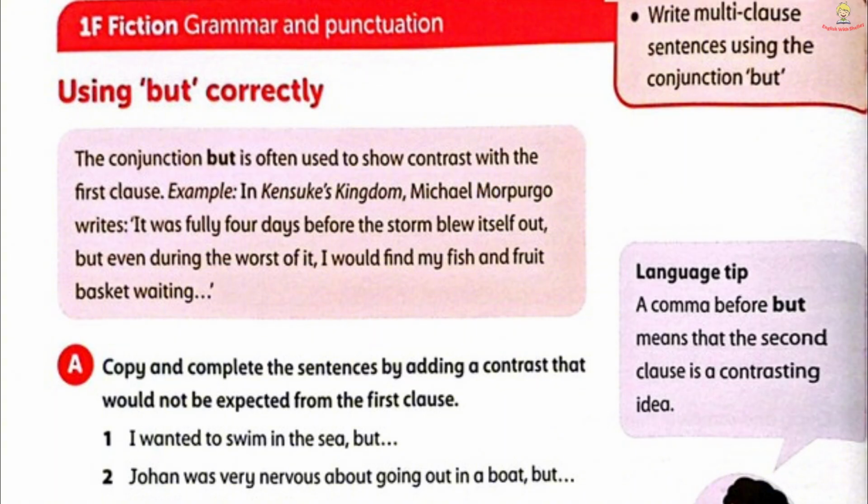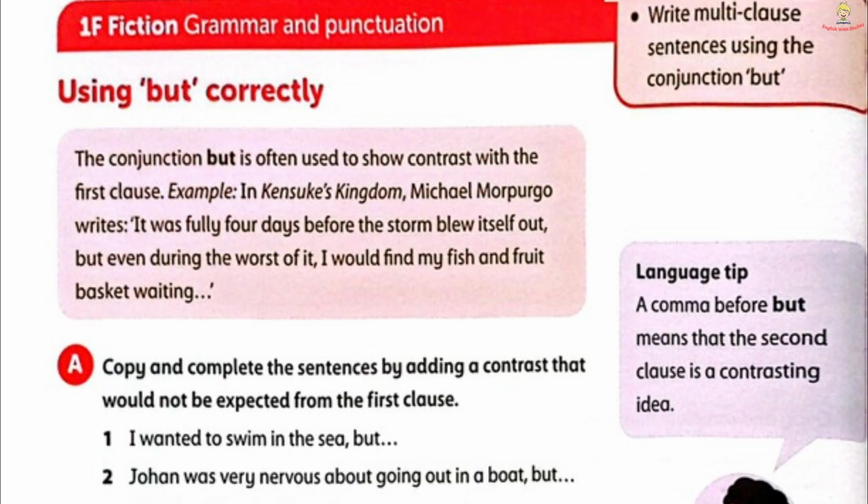Using but correctly. But is a conjunction. The conjunction but is often used to show contrast with the first clause. So we use but to join 2 words, sentences or phrases with opposite ideas. For example, the sky is cloudy and it is not raining. These 2 sentences are opposite, so when we join them we use but, because those are opposite ideas. The sky is cloudy but it is not raining.